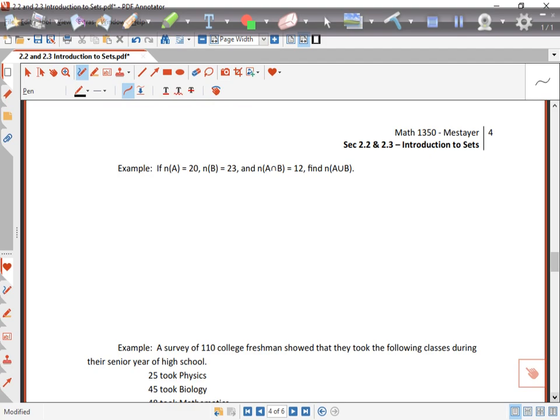Now we're working with Venn diagrams and getting some answers out of them. Here it's telling us the number of elements in A is 20, the total number of elements in B is 23, and in their intersection is 12. We want to know how many are in their union. So we're going to draw a picture out of this.